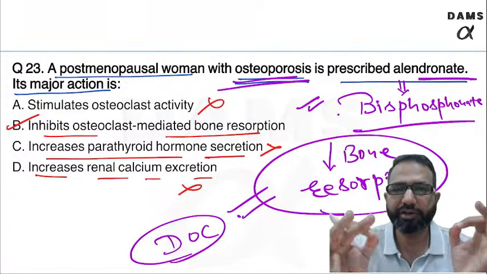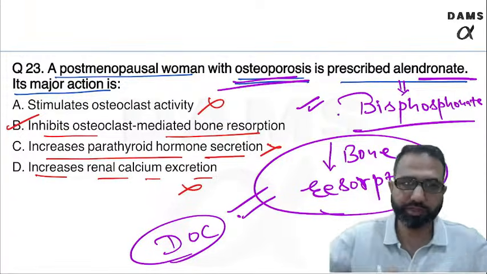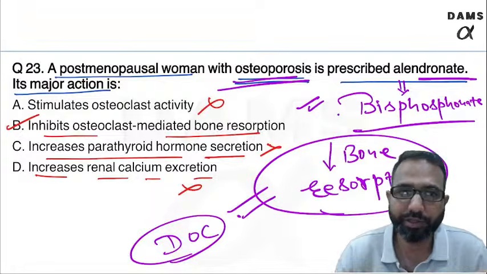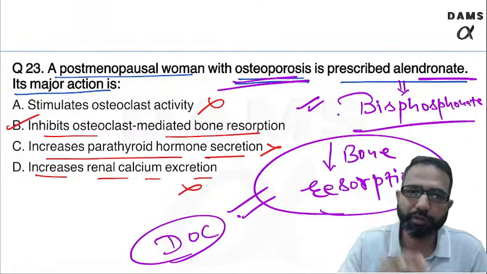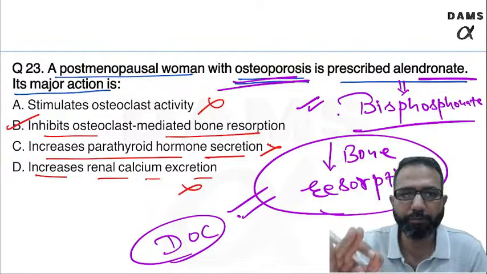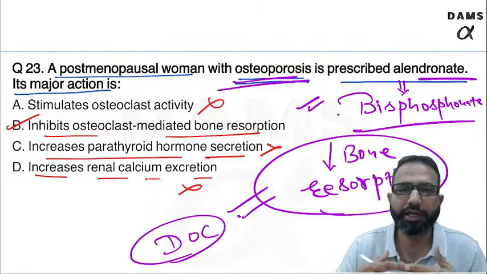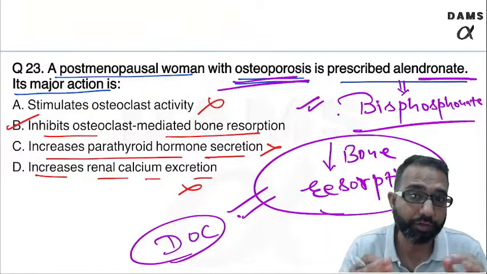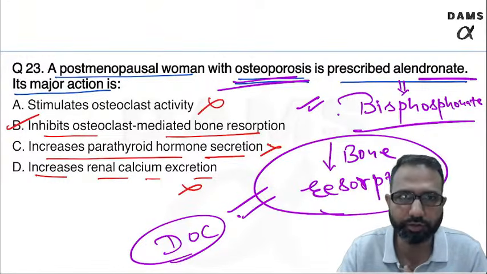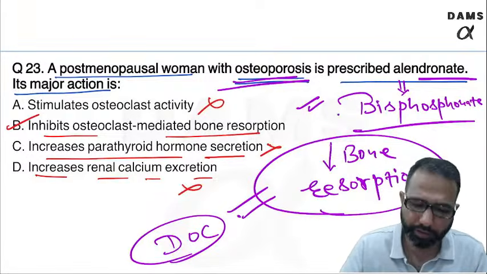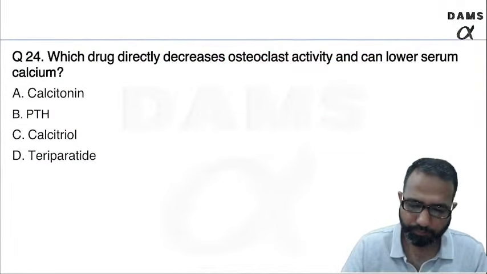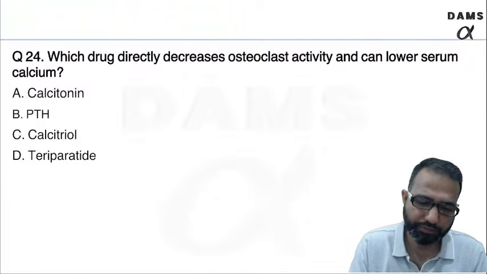The main side effect is reflux esophagitis. Ask the patient to remain upright for 30 minutes. Take it in the morning, on an empty stomach, with a full glass of water, and ask the patient to remain upright for 30 minutes. It can prevent this reflux esophagitis. Otherwise, it's a wonderful drug. Let's see the next question.